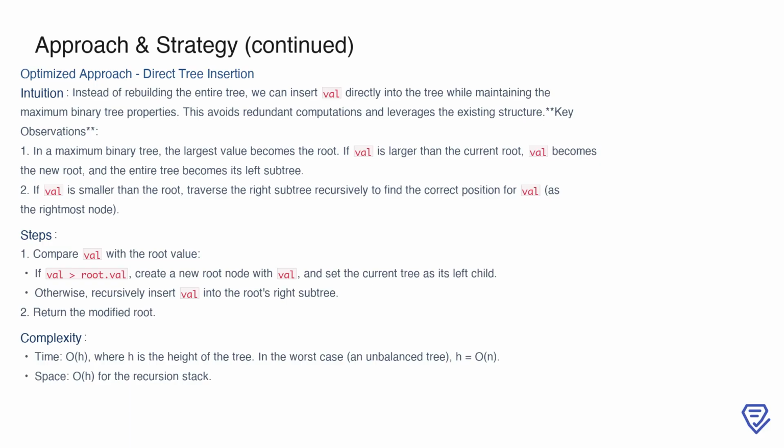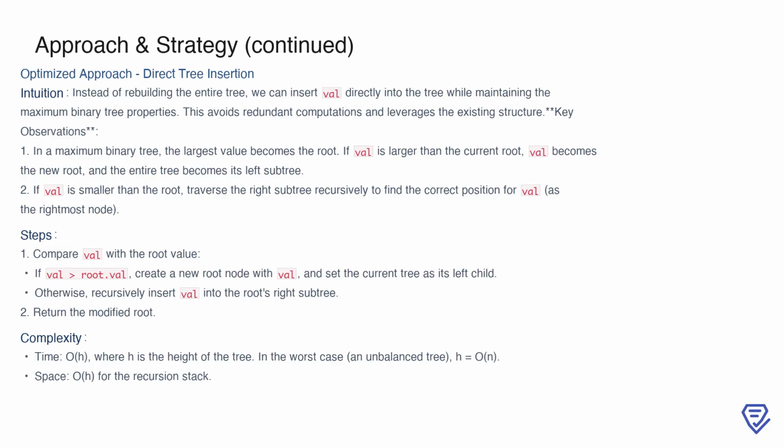To achieve this, we recursively traverse the right subtree to find the correct position for val. The steps are simple. Compare val with the root value. If val is greater, create a new root node with val, and set the current tree as its left child. Otherwise, proceed to insert val into the right subtree.